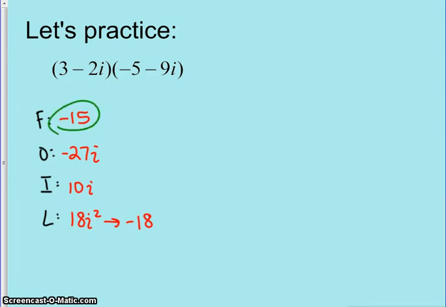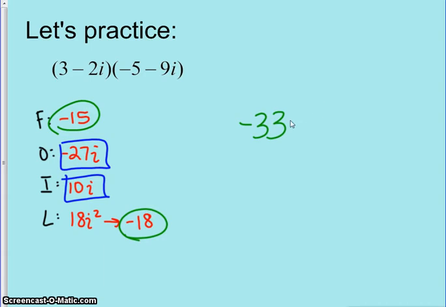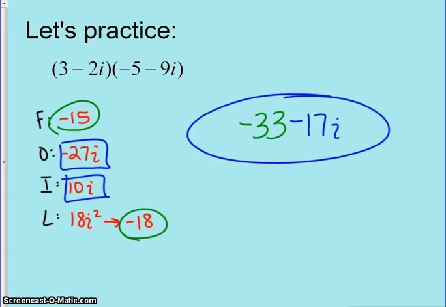Alright, so negative 15 plus a negative 18 is going to give me a negative 33. Then I have my negative 27i and my 10i, so that's negative 17i. And that's it.